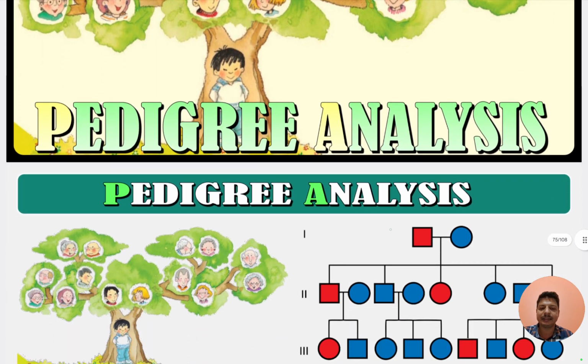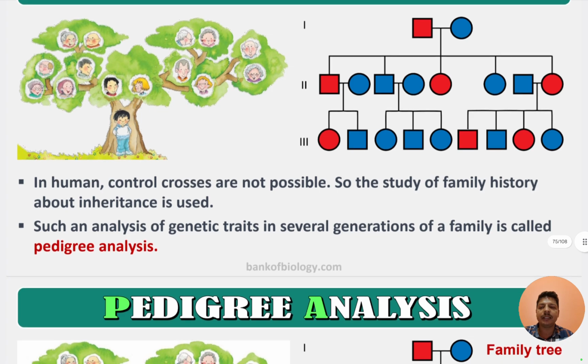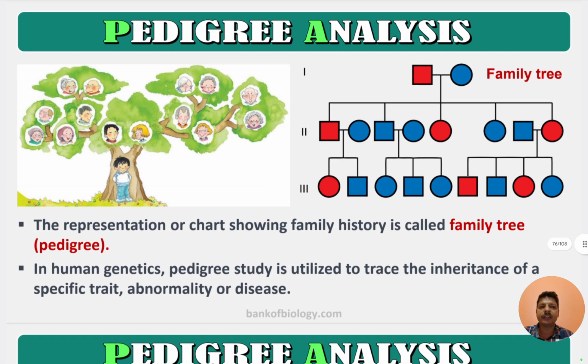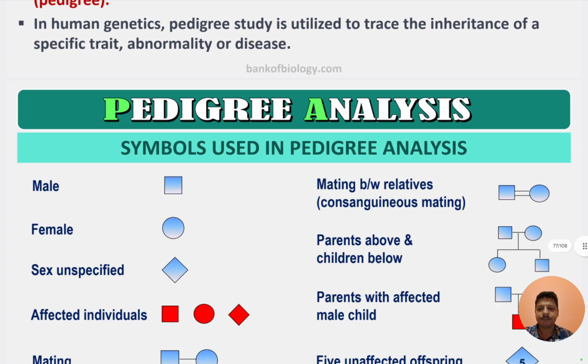Then is pedigree analysis. Here, in humans, controlled crosses are not possible, so the study of family history about inheritance is used. So the analysis of a genetic trait in several generations of a family is called pedigree analysis. Here you can see a family tree. The representation or chart showing a family history is called a family tree or pedigree. In human genetics, pedigree study is utilized to trace the inheritance of a specific trait, abnormalities or diseases.